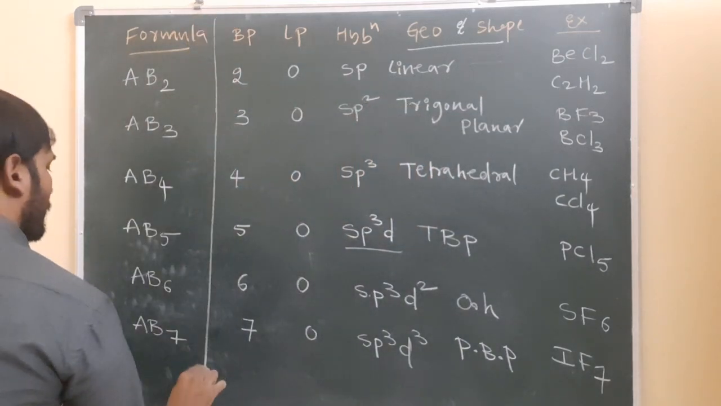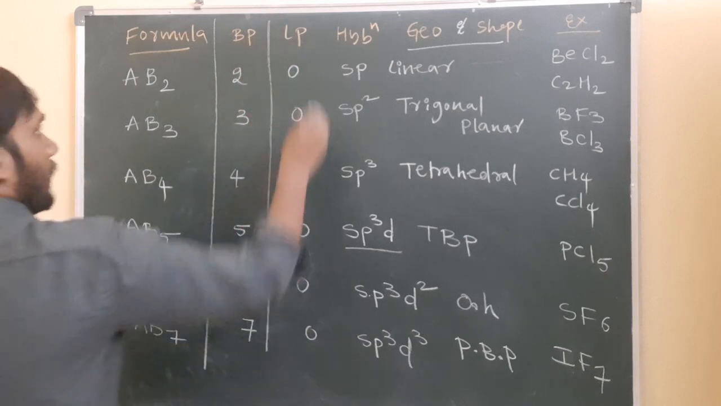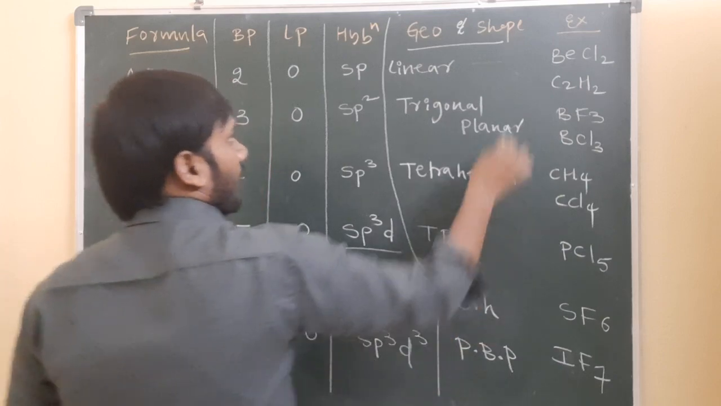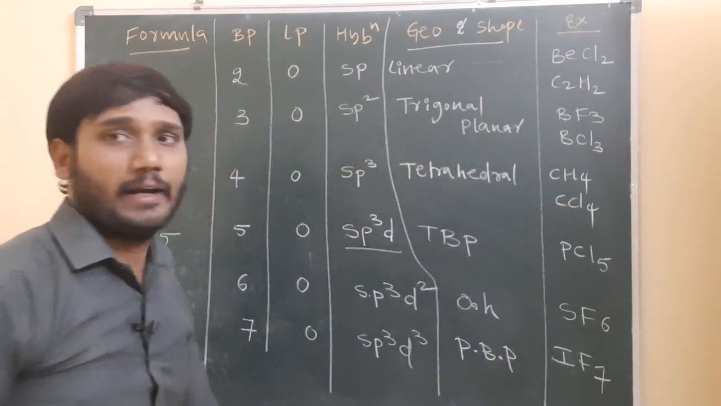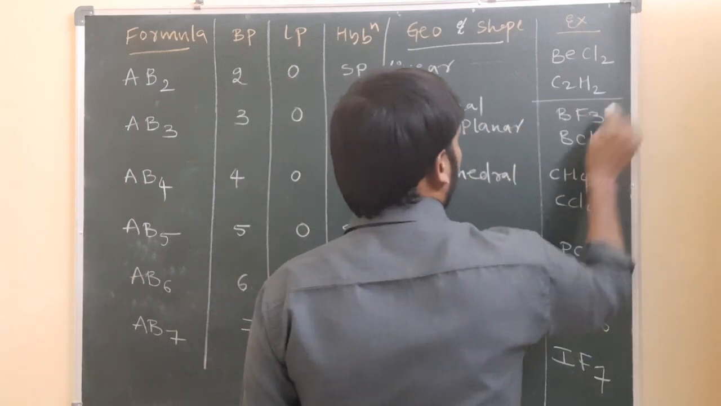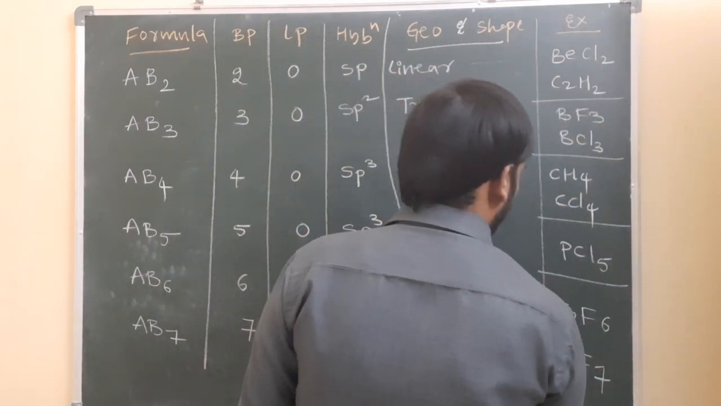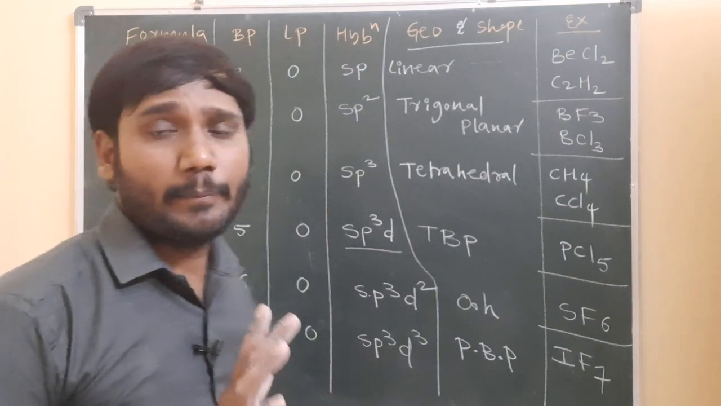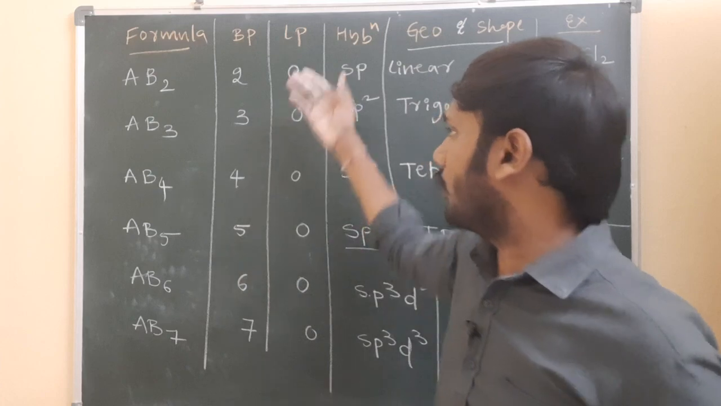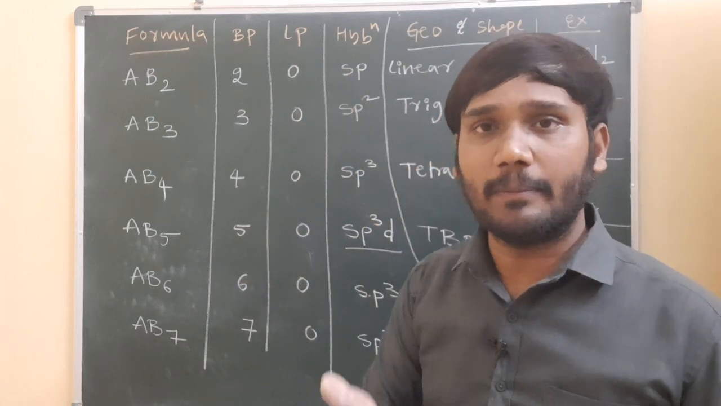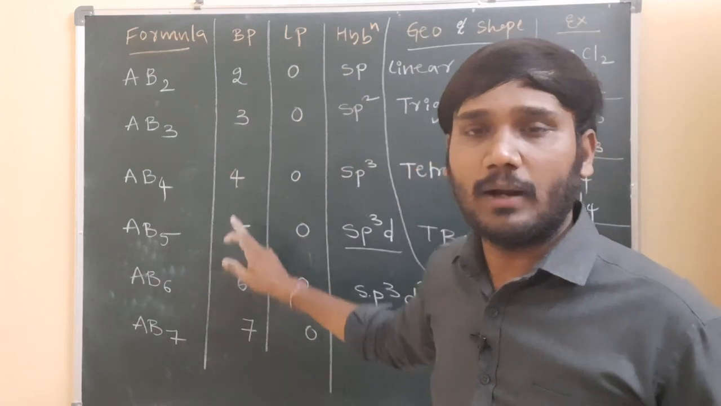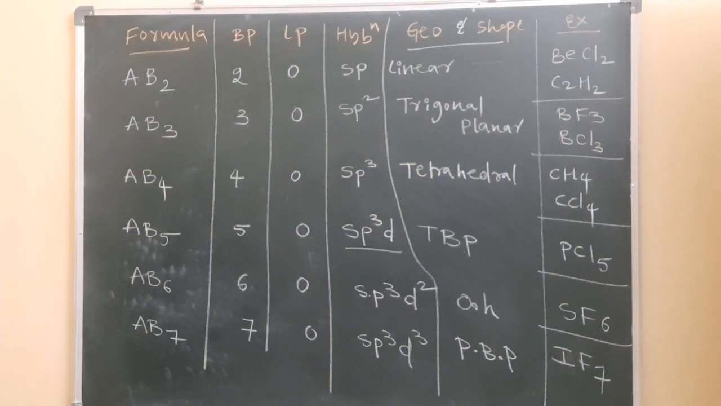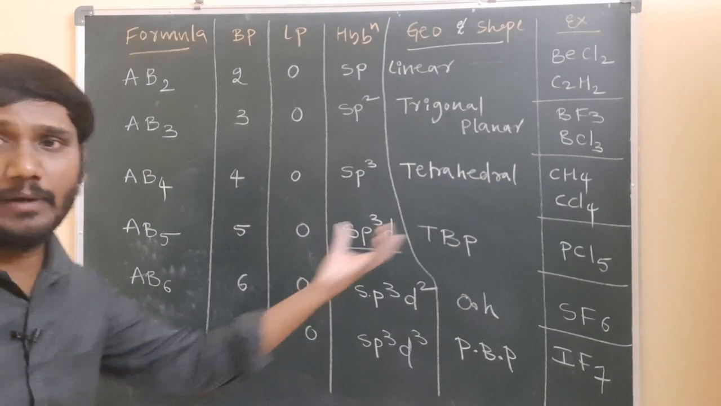So these are some examples, formulas, bond pairs and lone pairs, then hybridization, then the geometry and shape of the molecule with related examples. This is a very, very important table. These are the different examples when there are no lone pairs. Is any lone pair there? Lone pair 0, 0, 0, 0, 0, 0. But the bond pairs are 2, 3, 4, 5, 6 and 7. When bond pairs are present but there is no lone pair, this is the geometry and shape of the molecule.